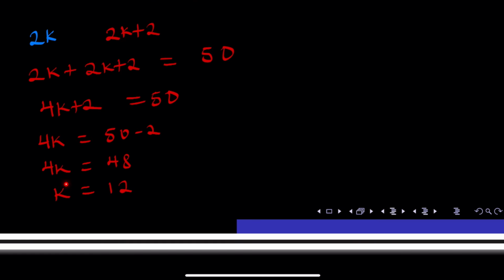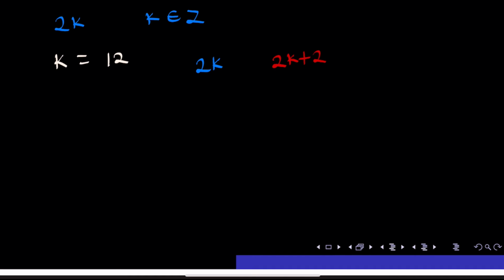So that's k is 12. So we just have to find the numbers. The first consecutive even number will be 2 multiplying k, which is 12. So that's going to be 24. Then the next consecutive even number will be 2k, where k is now 12, plus 2. And that's going to give us 26.